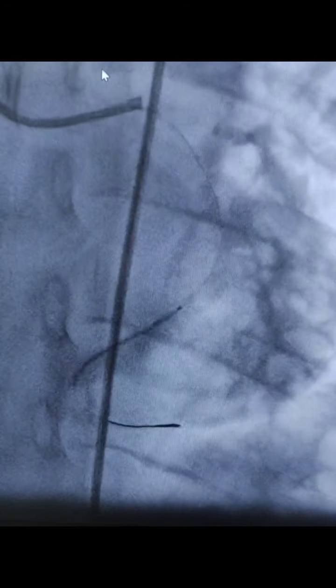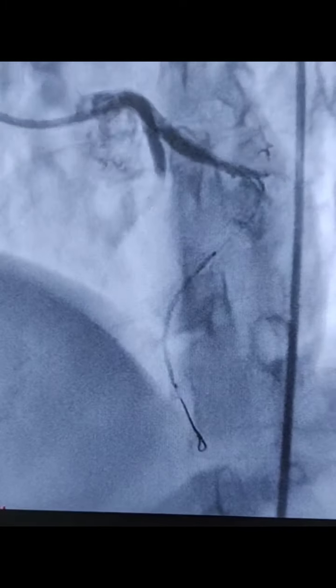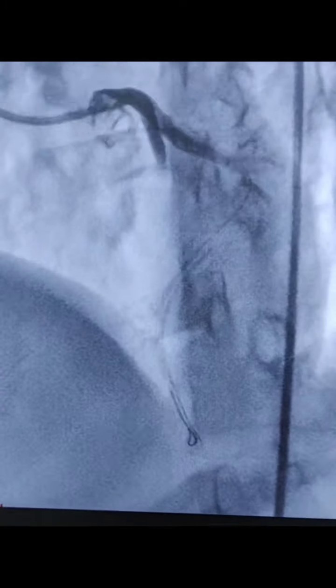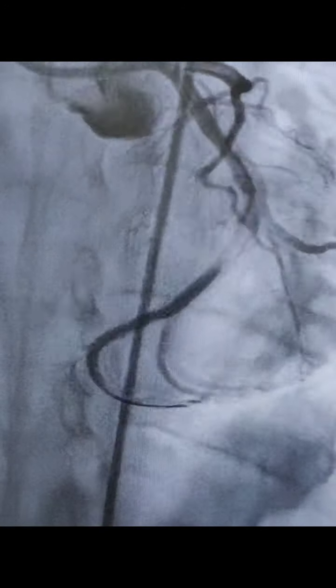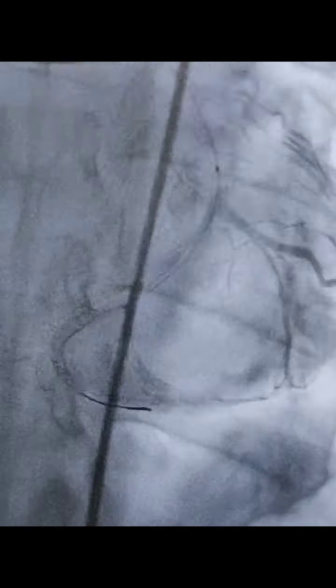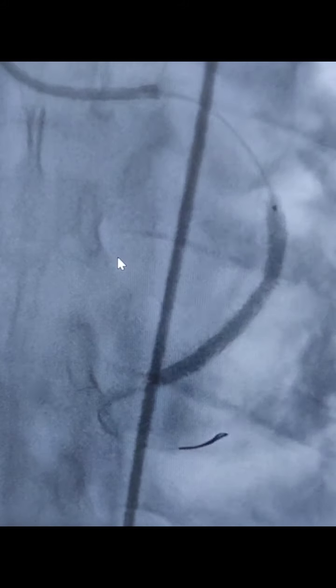In this view we can see the distal part of the distal LCX stented with a 2.5 into 32 stent. So this was the cranial view while deploying the stent. Again, this is the caudal view while deploying the stent. Then after the bifurcation, just where there was a lesion and stump, in that part we deployed the stent. You can see before the bifurcation also, and just in that part stented. So this was the deployment.